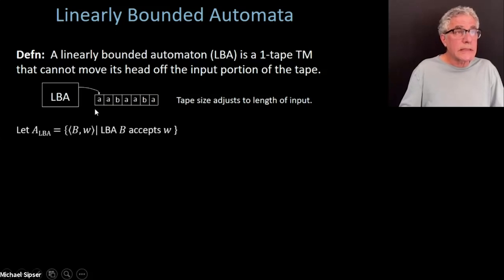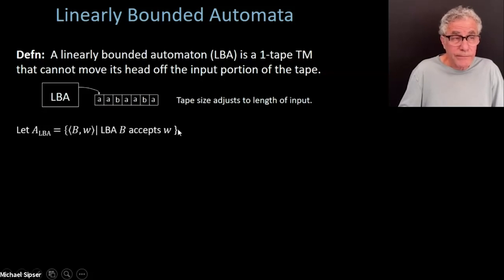What's important to me is that you understand what I mean by a linearly bounded automaton, or an LBA. It's just like a Turing machine, but the portion of the tape that originally had blanks is just not there. If the machine tries to move its head off the right end of the input, it just sticks there, just as if it tried to move its head off the left end of the input.